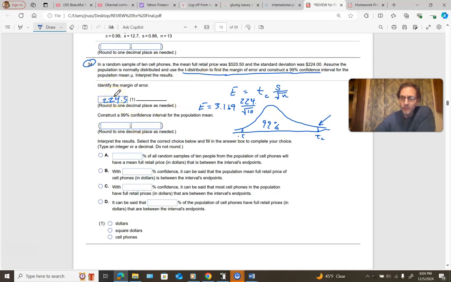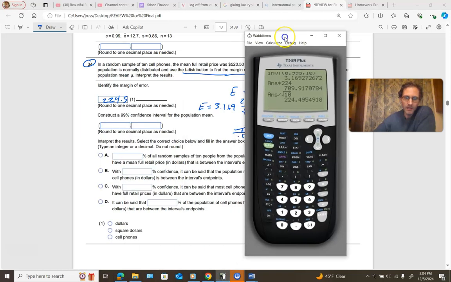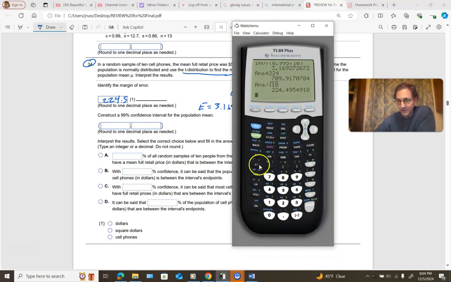That's a relatively large margin there, and part of the reason is because the standard deviation of the sample is really large, and furthermore, the size of the sample is relatively small. Now, once you know this, you could find the lower and upper bounds of this confidence interval. Just take this sample mean and both add and subtract this margin of error from it. But again, the easiest way to do it is going to be doing a t interval, okay?